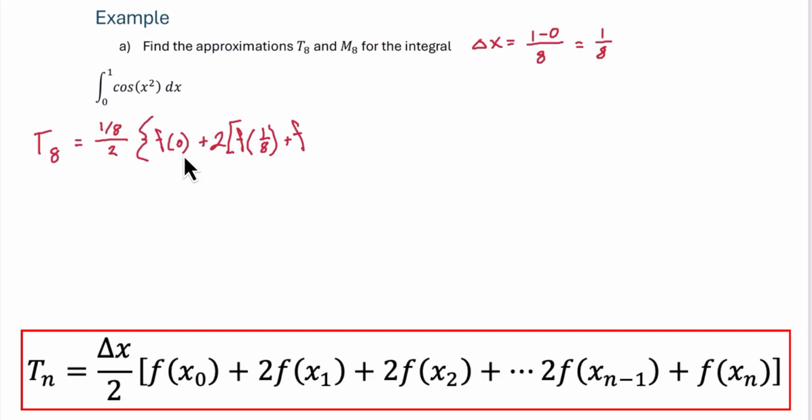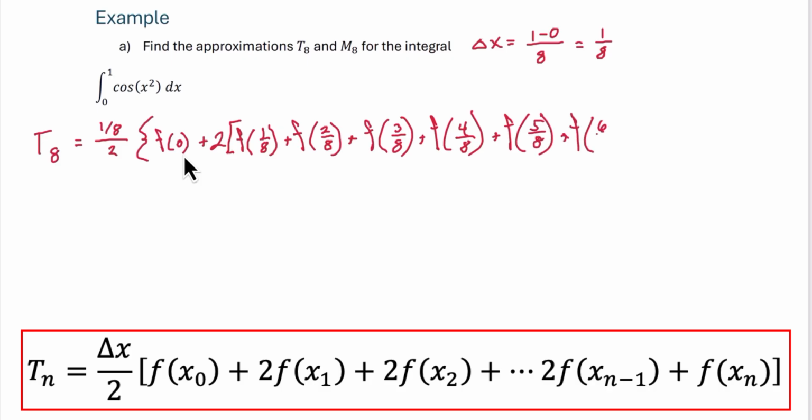Then we'll add an eighth again, giving us the function evaluated at 2/8 plus the function at 3/8, and so on. We'll continue that pattern for a bit. f of 5/8 plus f of 6/8 plus f of 7/8. And at this point, we need to close off that bracket. Notice the last function is not being doubled, so we want to close off the bracket. And now we're evaluating the function at 8/8 or just 1.